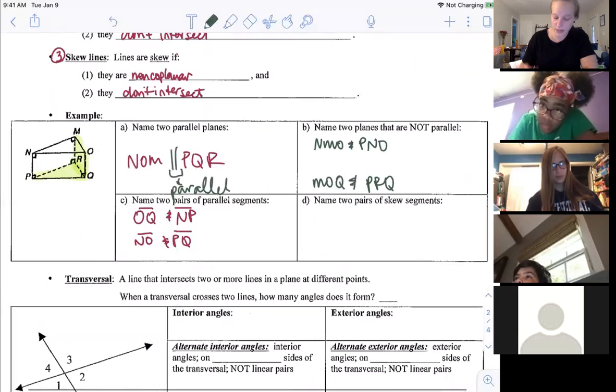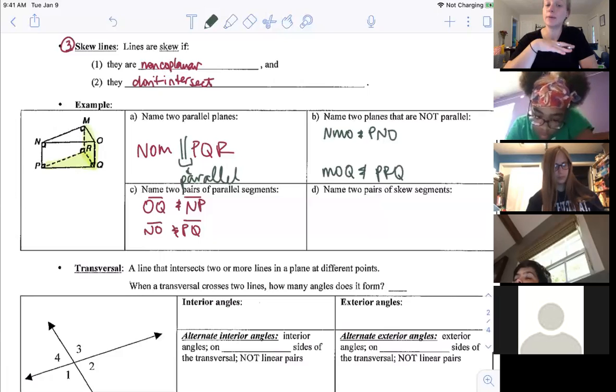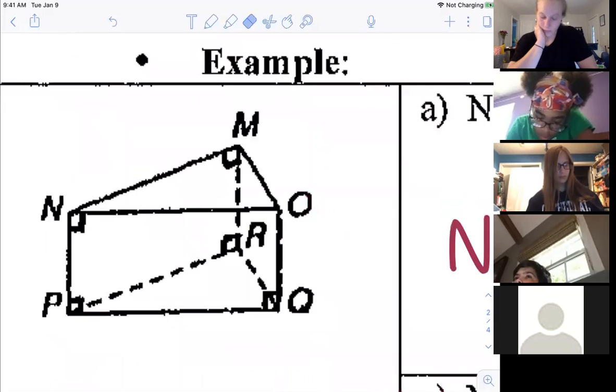Awesome. So we've done examples of parallel. We've done examples of non-parallel with planes. We did examples of parallel segments. Now we're going to do examples of skew segments. So they are not parallel and they are not intersecting. Let's see. Who can help me with that? Who can give me an example of skew lines?